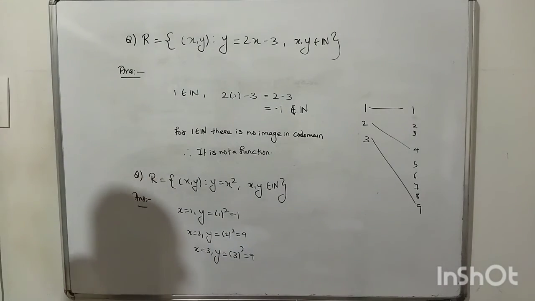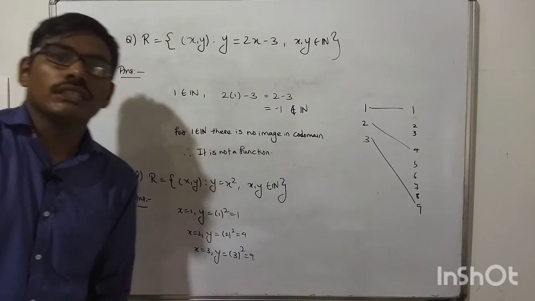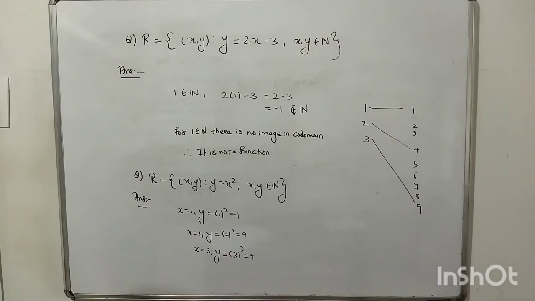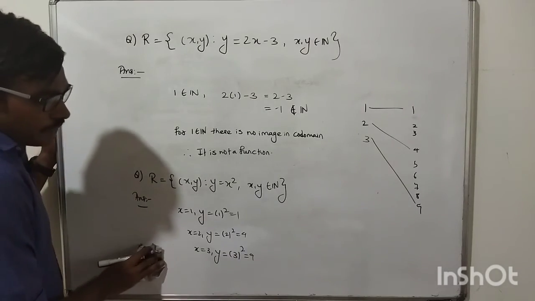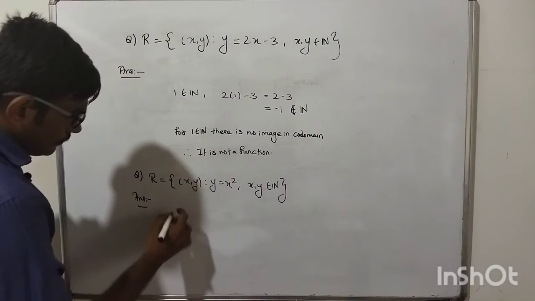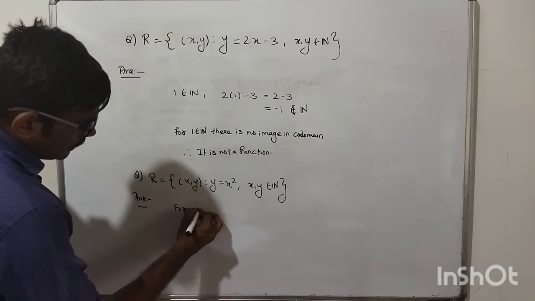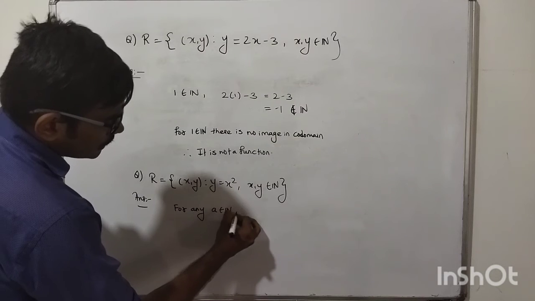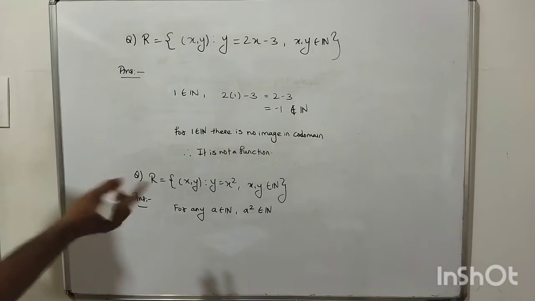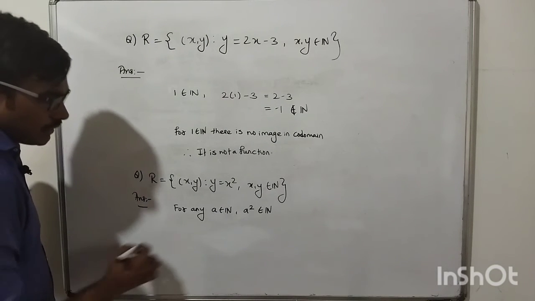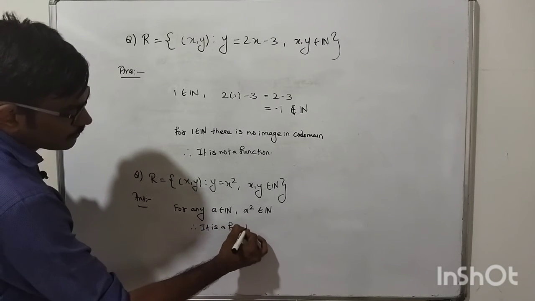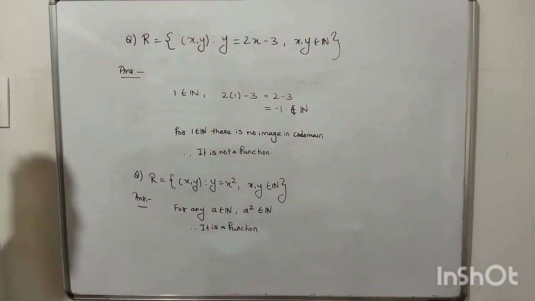So whichever number you take here, there will be some image in the second set. From this we can say that this is a function. Understood? So for any a belonging to the set of natural numbers, a square also belongs to the set of natural numbers. Therefore, it is a function. Understood?